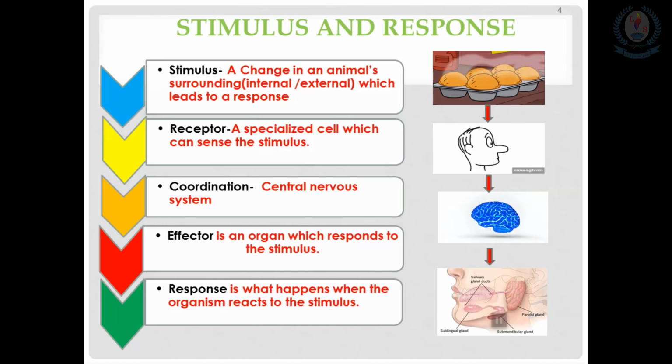Let's refer to the given example in this slide. Imagine a situation where you are hungry and you smell food. So the stimulus is the smell of the food. The receptor is your nose. The brain is the coordination center, which is responsible for the secretion of saliva from the salivary glands as the final response.